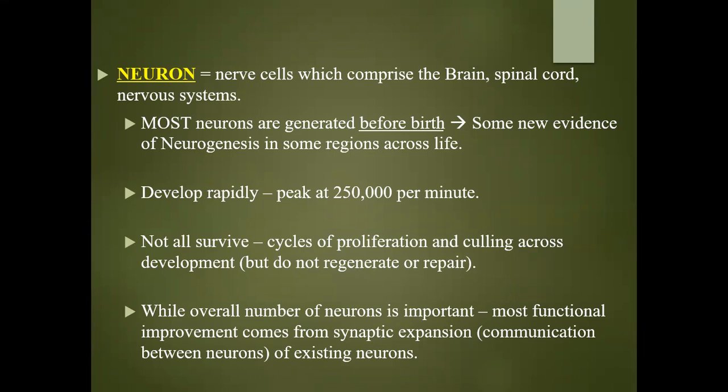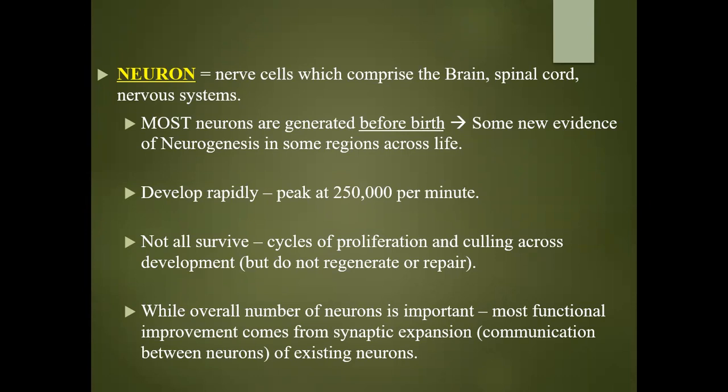Now, the overall number of neurons is important. Okay, great. It's something I can throw out there. Again, it's an estimate, but I can throw it out there. That's not really the most important thing in terms of how the brain is going to function. Most of the functional improvement that is going to occur is going to become known as synaptic expansion. The synapse is the area at the end of the neuron. It is how one neuron communicates to the next neuron.